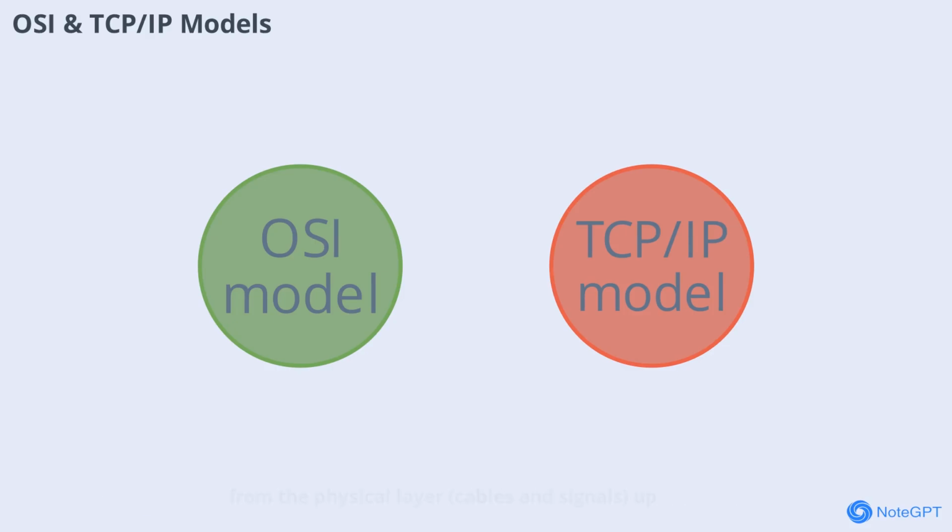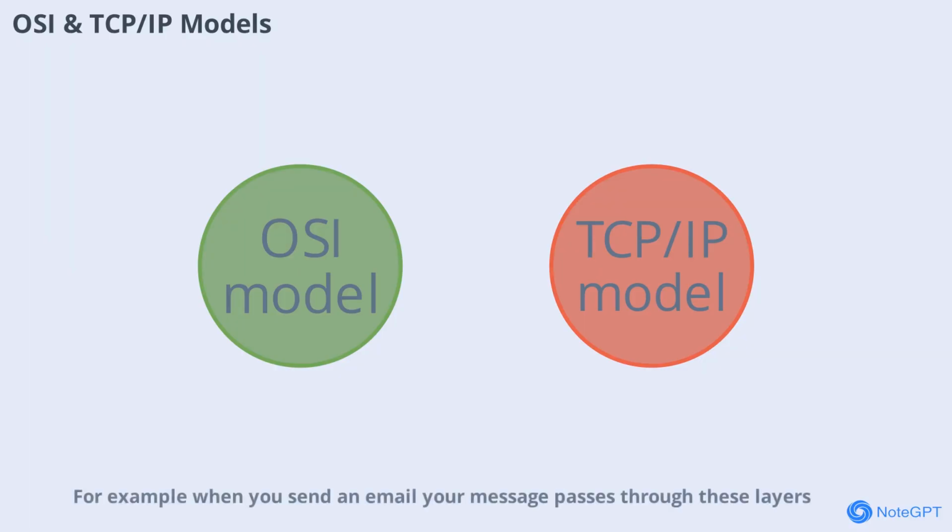The OSI model has 7 layers, from the physical layer, cables and signals, up to the application layer, what users interact with. Each layer has a specific role, like routing data, ensuring reliable delivery, or managing sessions. The TCP/IP model, which powers the internet, is simpler with 4 layers but covers similar ground. These models help standardize how devices communicate, making it possible for different hardware and software to work together.